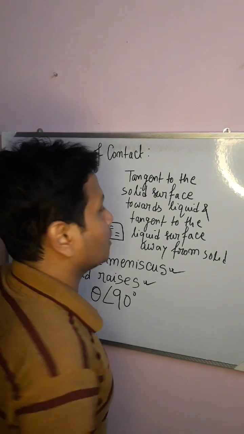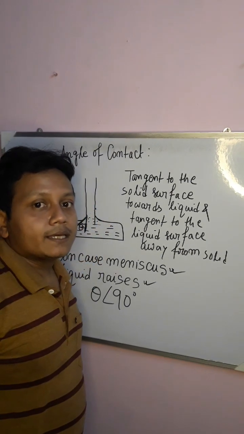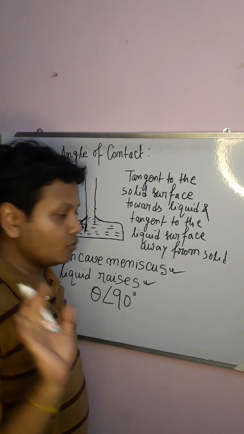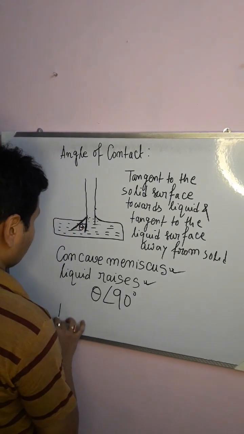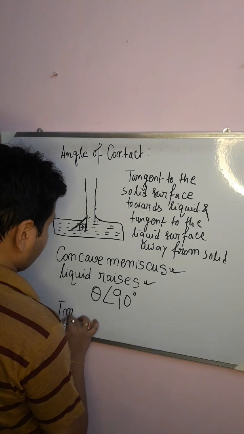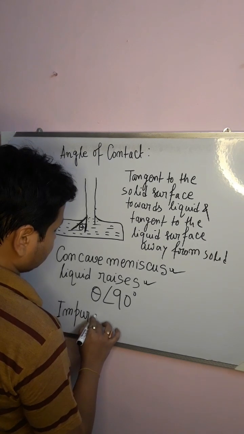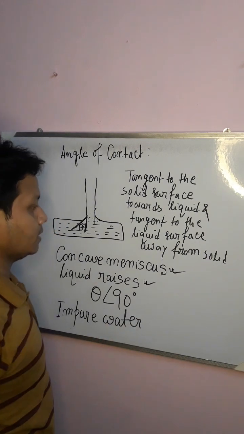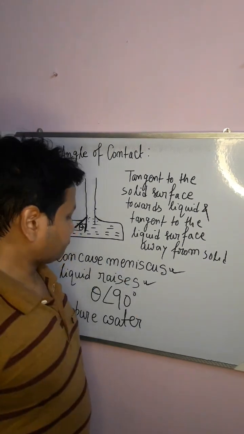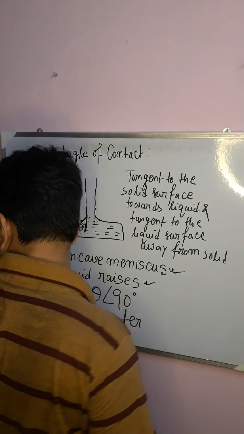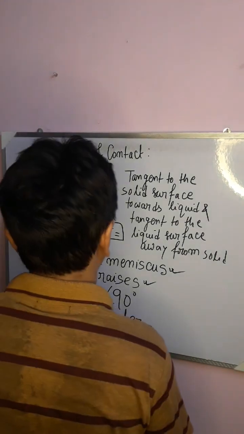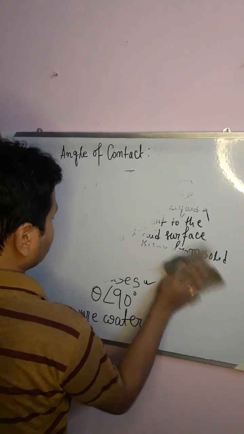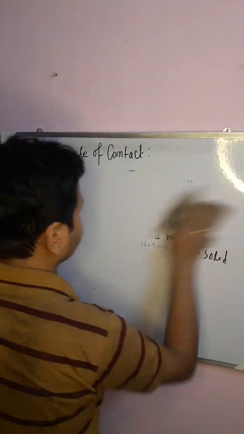Now a few liquids like impure water, not pure water, behave like this. So this is the first case: tangent to the solid surface towards the liquid and tangent to the liquid surface away from the solid.